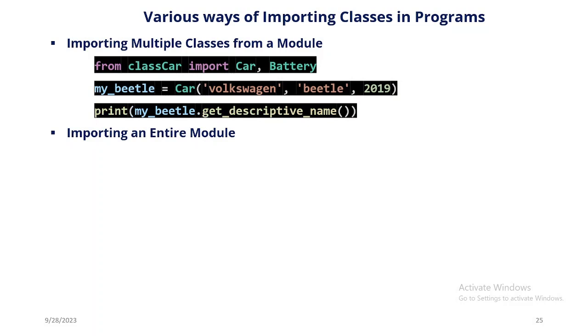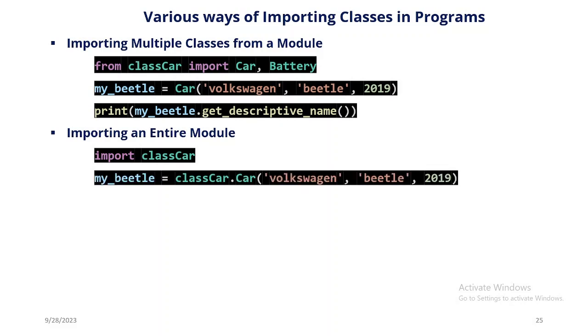We can also import an entire module. Import car. Every class inside this module is imported. my_vw equal to car.Car. So take note, because we did not explicitly import the classes Car and Battery, we only imported the entire module. You need to use the module name to precede every class you are going to call. That's why we have car.Car.